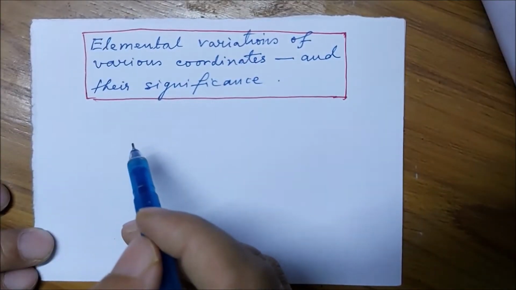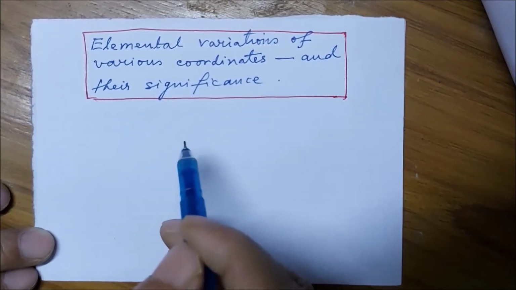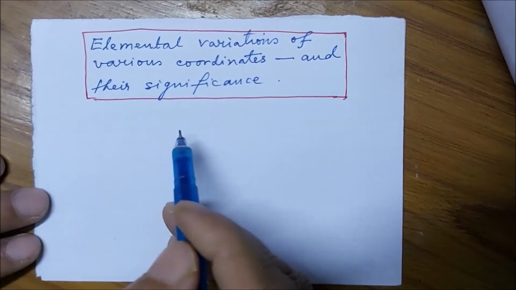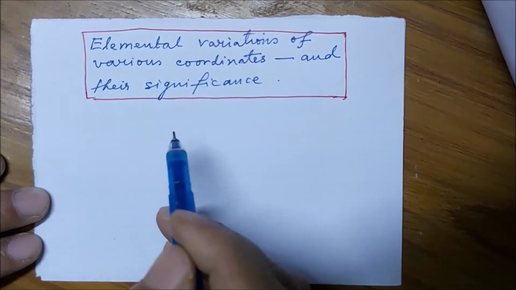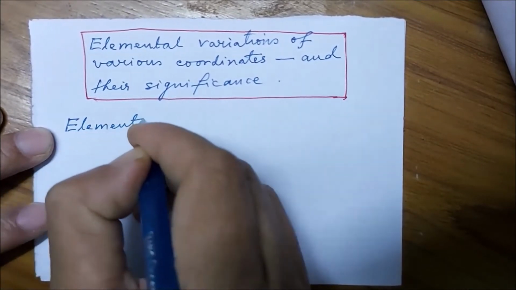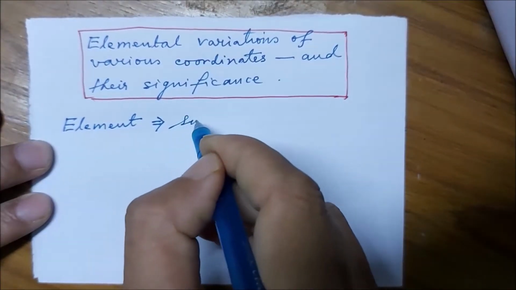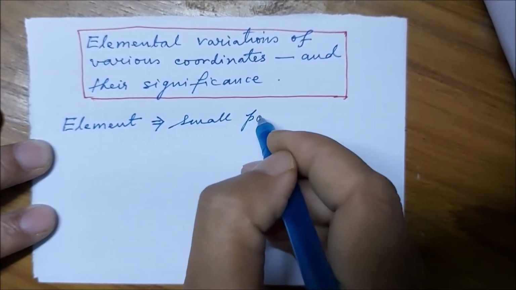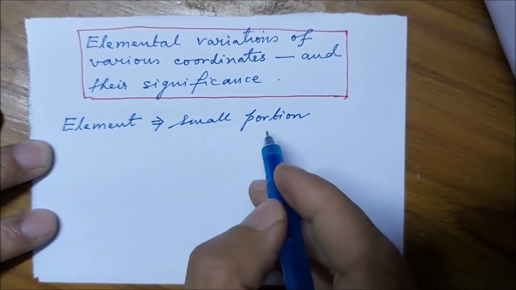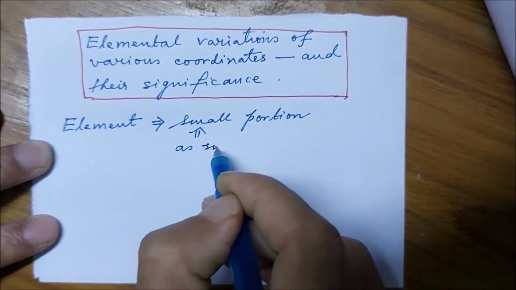For understanding of coordinate systems, for understanding of various calculations in physics, for understanding mathematical physics, this lecture will be truly helpful. First, what do we mean by element? Element means small portion, and how small? As small as we please.